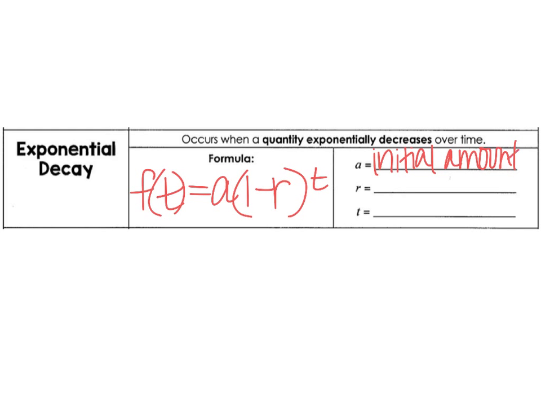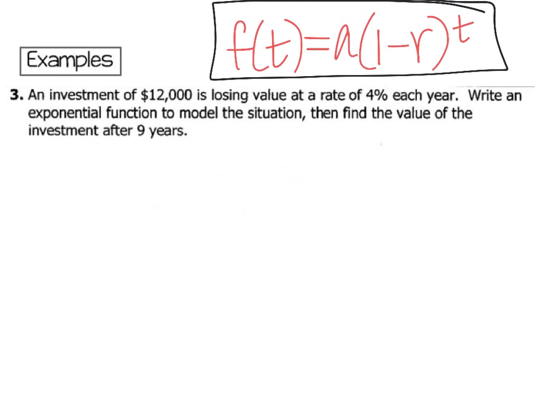R stands for, this time, the decay rate. So how much is it decreasing over time? And T stands for time. All right, so number 3 is an example of exponential decay.